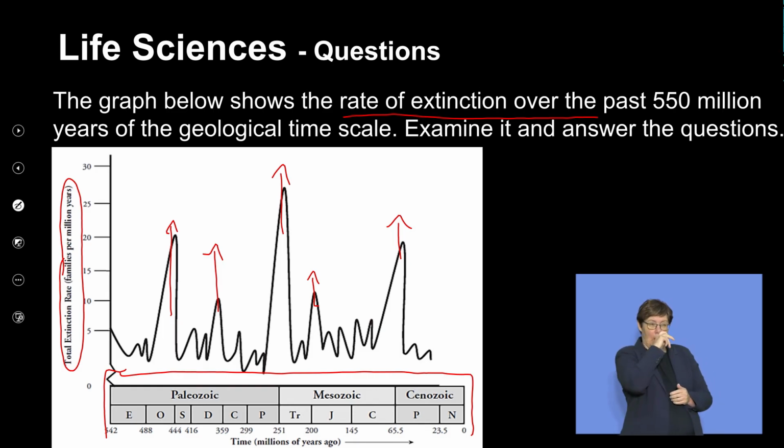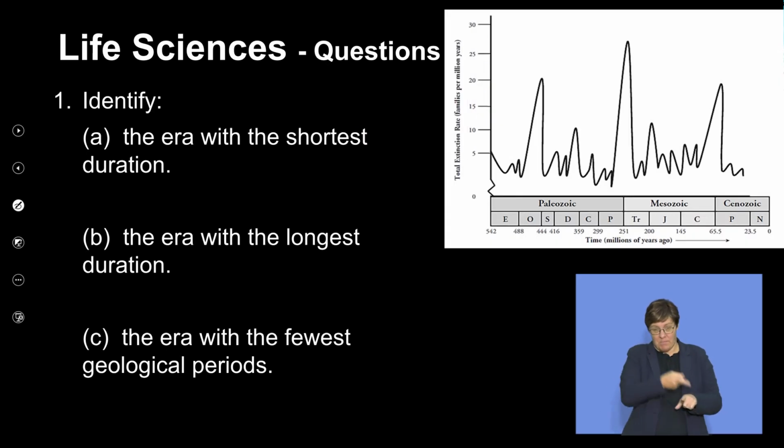You can be asked to read information off the graph. First of all, it says identify the era with the shortest duration. So if we have a look here, obviously, shortest duration is the Cenozoic era.